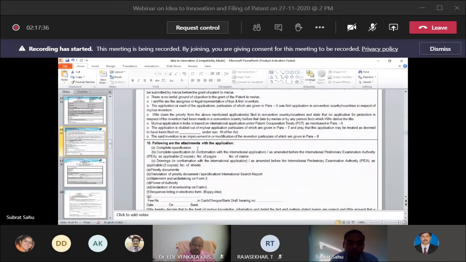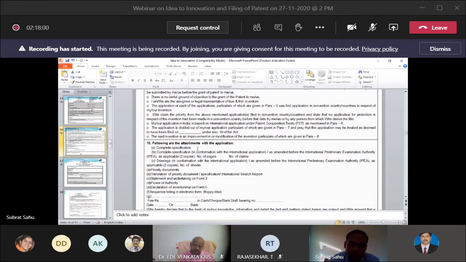What is a complete specification? You must have an abstract, a summary of invention, the drawing part, and any number of claims, the legal part. After having everything, we call it a folder, and just make it a complete specification.